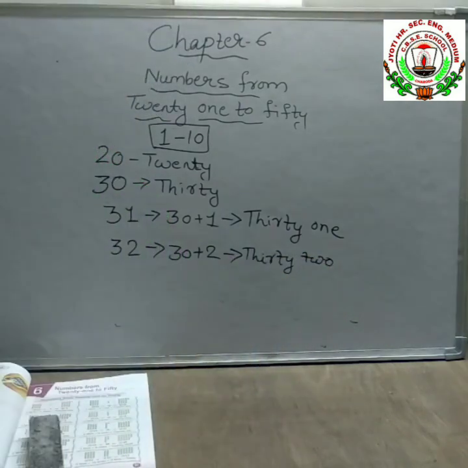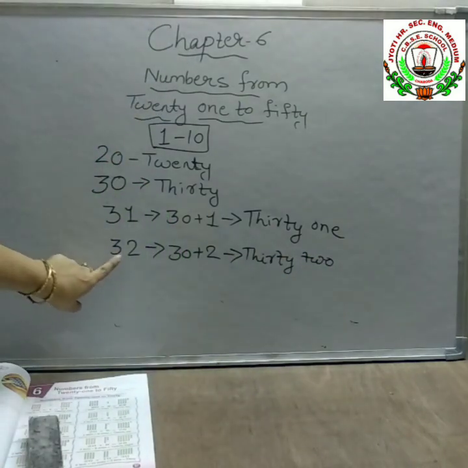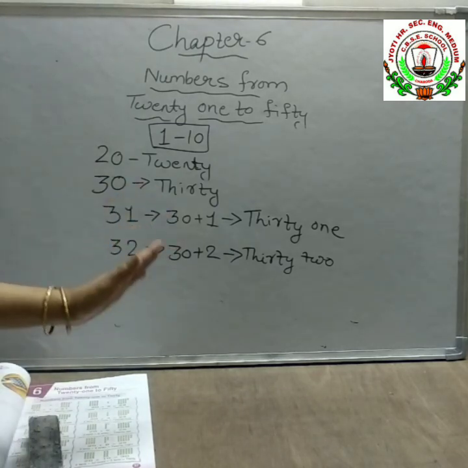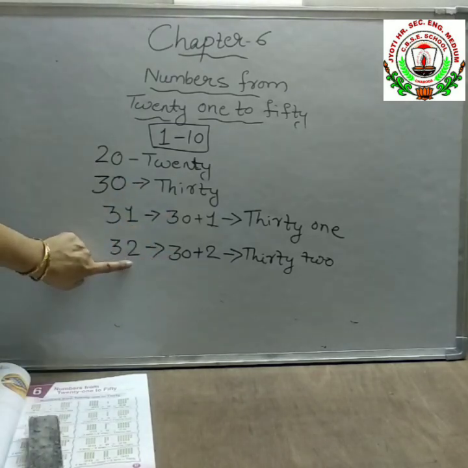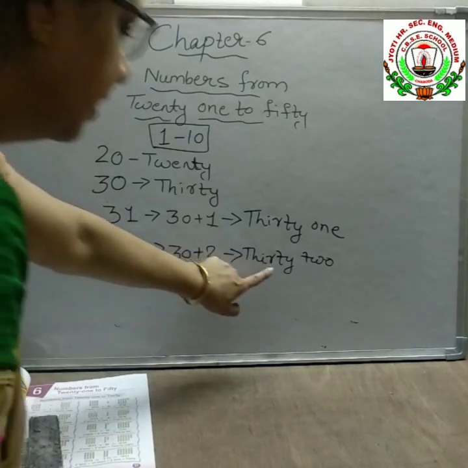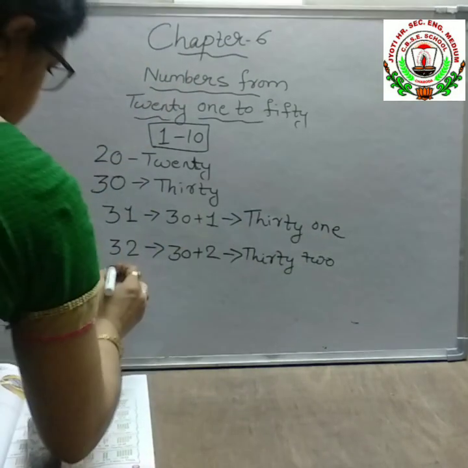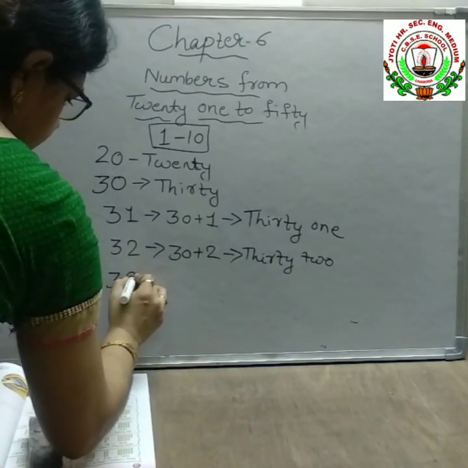Students, before writing the spelling, first read this number, then write the spelling, then you will write correctly. First, if you read this number, it is 32. So you have to write the spelling of 30 first and then 2. Next, up to 39, you can write it similarly.